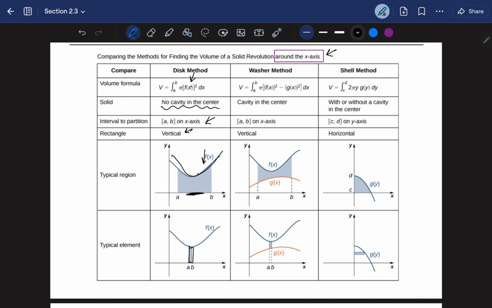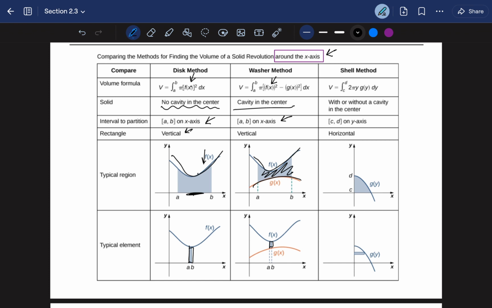Now the washer method is kind of similar. I have functions in terms of x. I'm revolving around an x-axis, but we have a cavity in the center. So this is helpful when you have an upper function and a lower function. So if you have an f and a g and the region in between, once you have a rectangle and you revolve it around the x-axis, for example, you're going to get a cavity inside of your solid. So this is where the washer method is helpful.